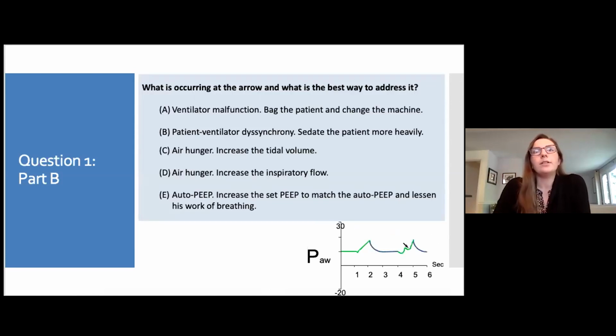The question now is, what is occurring at the arrow in the bottom right-hand corner here, and what is the best way to address it? Is it A, ventilator malfunction, and you should bag the patient and change the machine? B, patient ventilator dyssynchrony, and you should sedate the patient more heavily? C, air hunger, and you should increase the tidal volume? D, air hunger, and you should increase the inspiratory flow? Or E, auto PEEP, and you should increase the set PEEP to match the auto PEEP and lessen his work of breathing? I'll pause for a second to think about that.